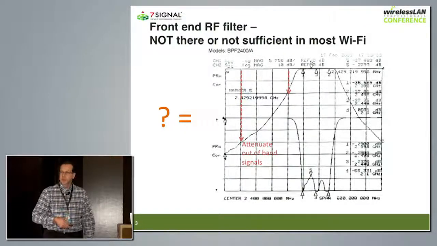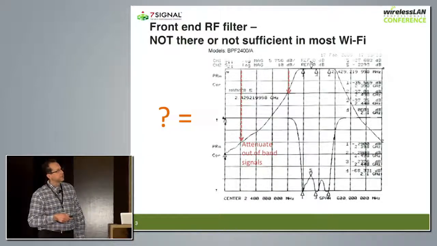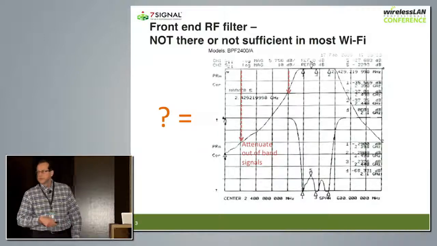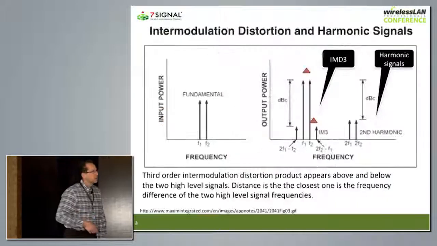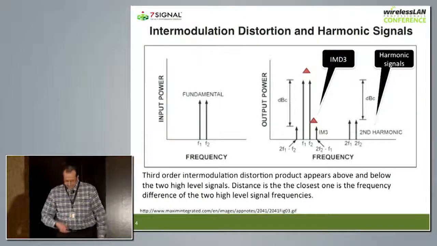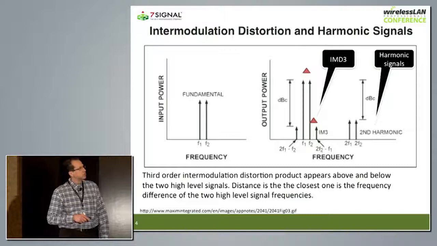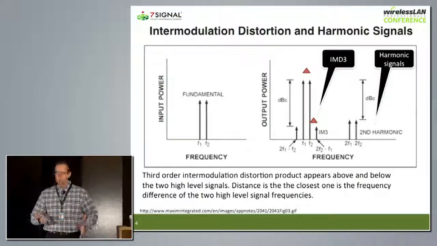It's usually not there, or it has very limited filtering characteristics like this. It kind of filters out the edge of the peaks a little bit. Okay, so how this intermodulation happens is that you have those two tones at different frequencies entering the receiver.